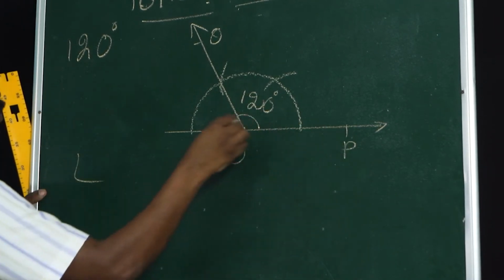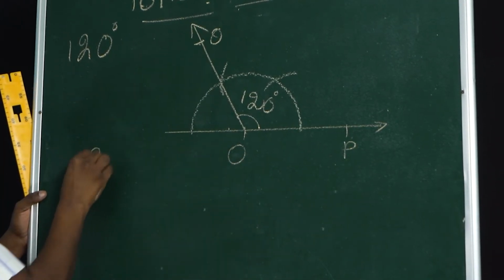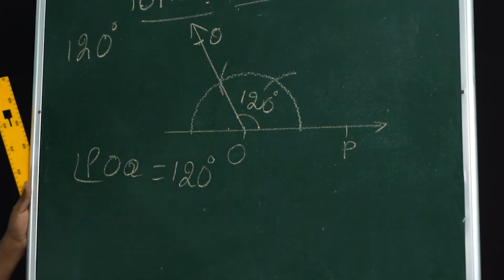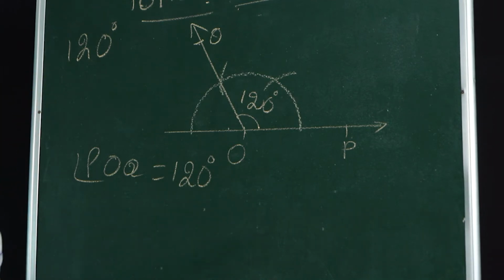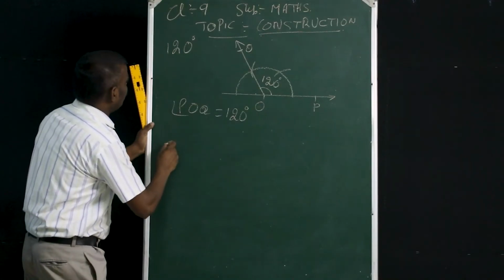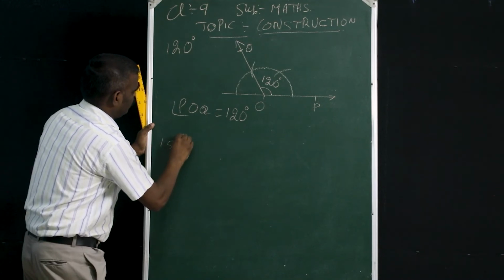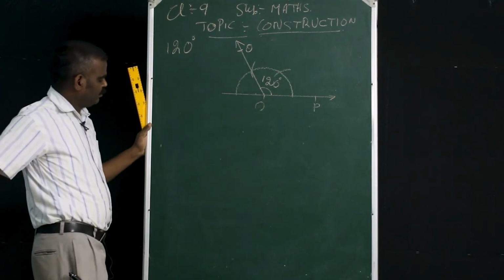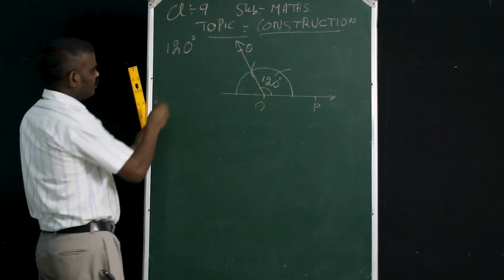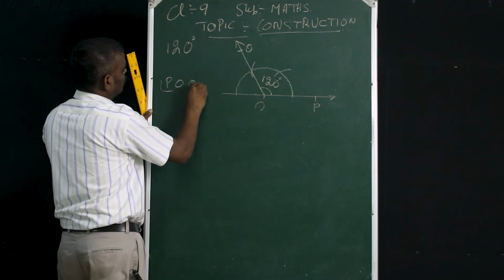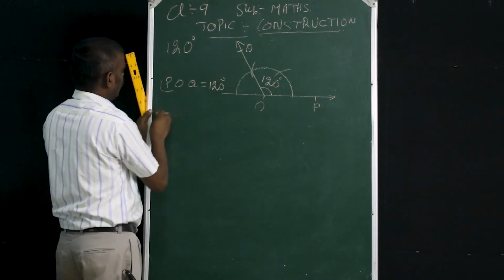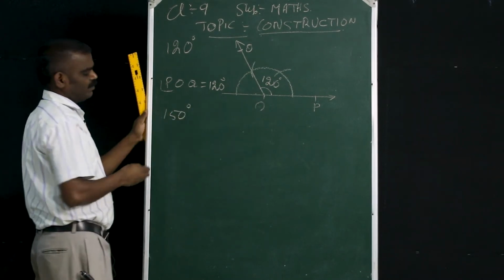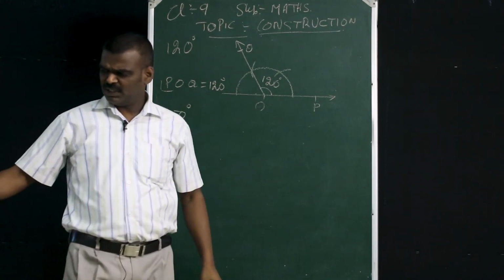Angle POQ. POQ is equal to how many? 120 degree. Clear? Now, we are going to draw 150 degree. How to draw 150 degree? 150 degree. Okay.